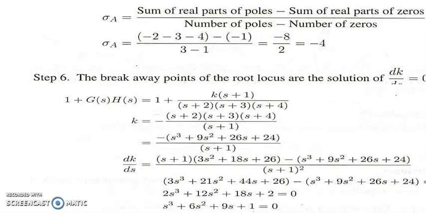The breakaway points are given by the solution of dK/ds = 0. So 1 + K(s + 1) / ((s + 2)(s + 3)(s + 4)) = 0. So K is given by −(s + 2)(s + 3)(s + 4) / (s + 1), which is −(s³ + 9s² + 26s + 24) / (s + 1).